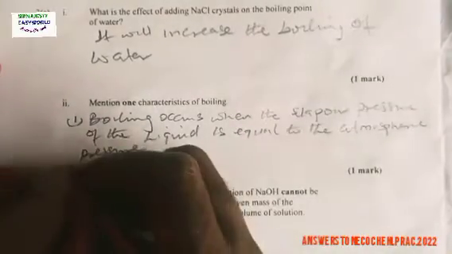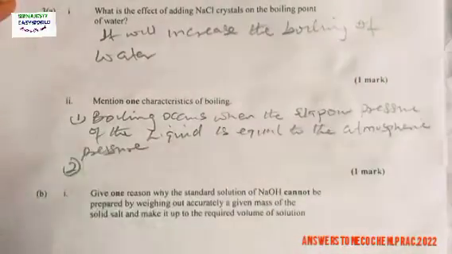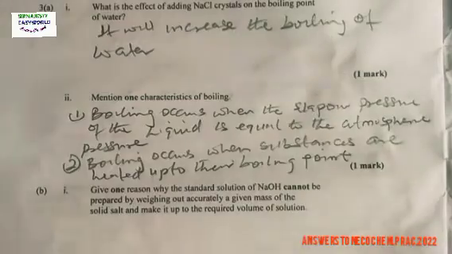That's the characteristic of boiling. Any substance boils when heated up to the boiling point. Boiling occurs when substances are heated up to their boiling point, which means boiling must occur at a particular temperature, all things being equal, without impurity. You can also say boiling is affected by impurities.